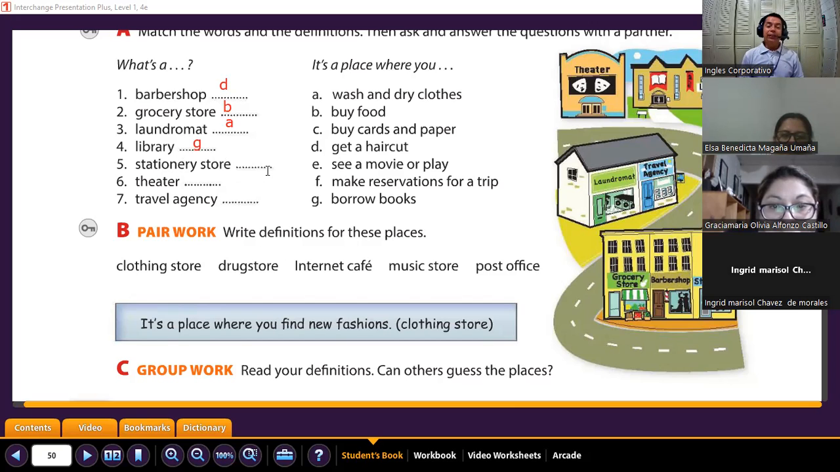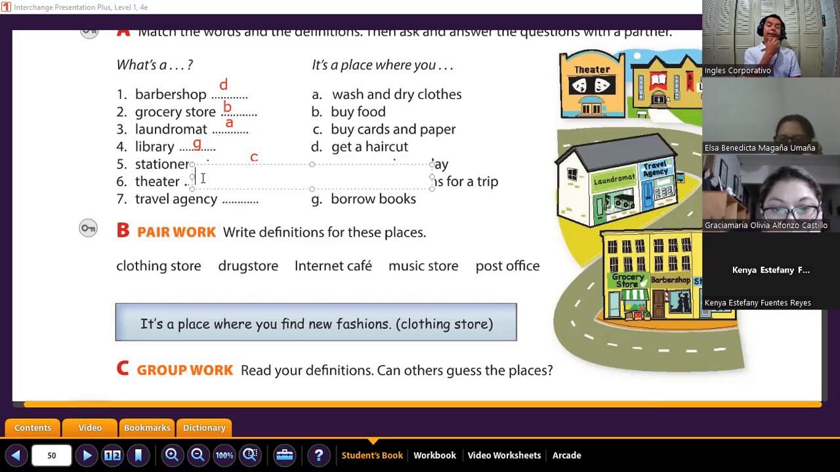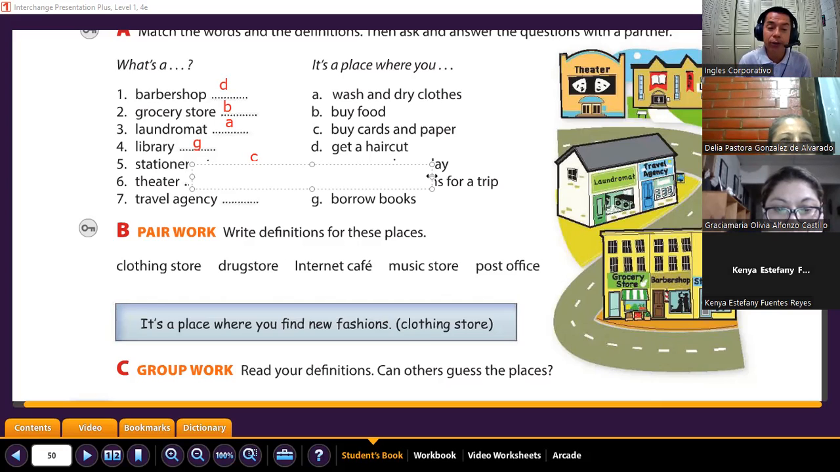Okay. Now, stationery store. What's a stationery store? It's a place where you buy cards and paper. Letter C. Okay. What's a theater, class? I can see the letters, but... Ah, okay, wait a minute. Yes, you're right. Perdón, qué oso. Sorry. Letter E.